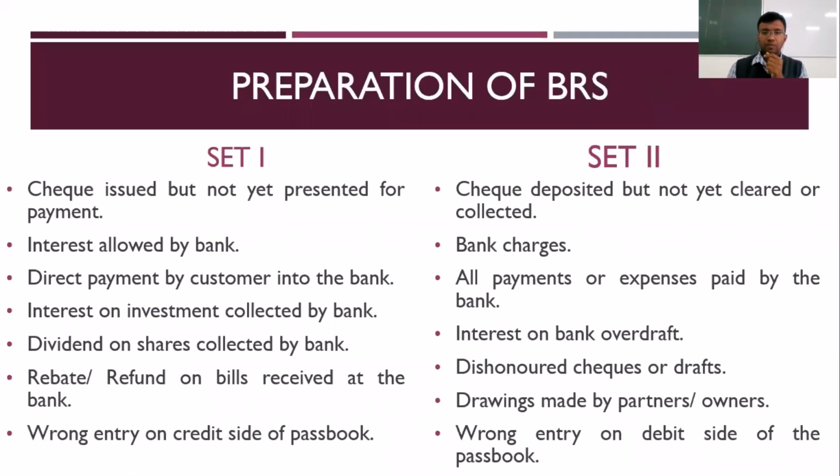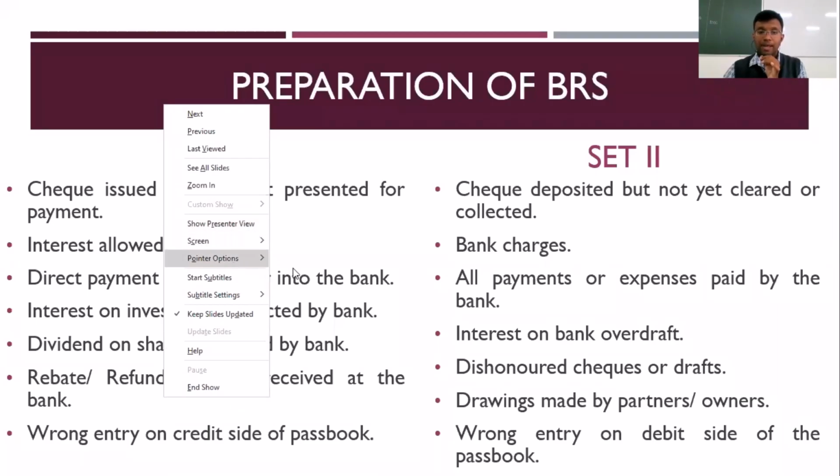Now we would be focusing on the preparation of the BRS, and I would be focusing on a shortcut method for you. What I have done over here is I have classified the possible transactions that you can get as a part of BRS into two sets. There are 14 transactions that you will have to learn, and I have classified them into two categories, set 1 and set 2. If you can understand which set these transactions fall into, it will help you to prepare the BRS a lot more easily.